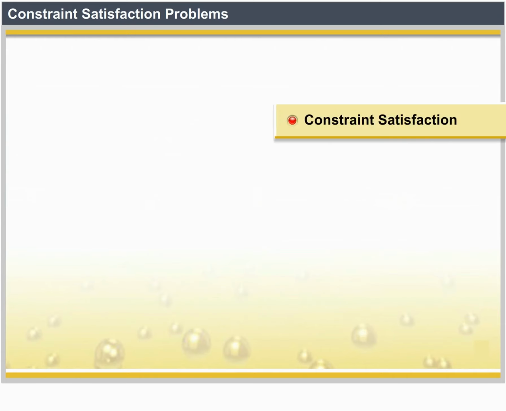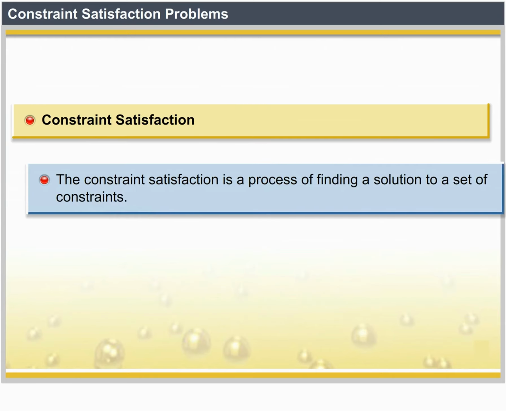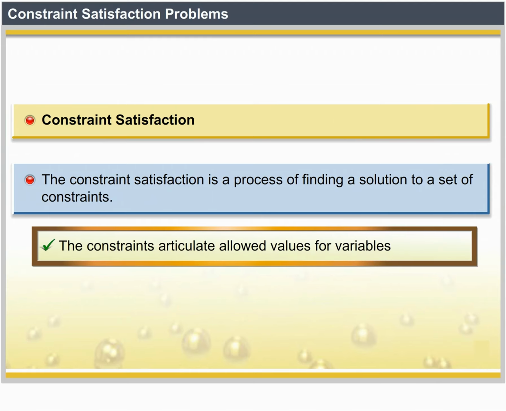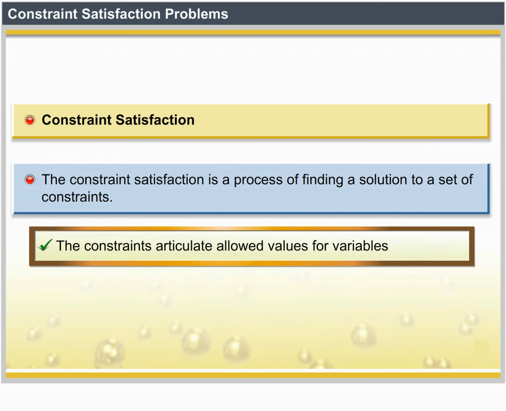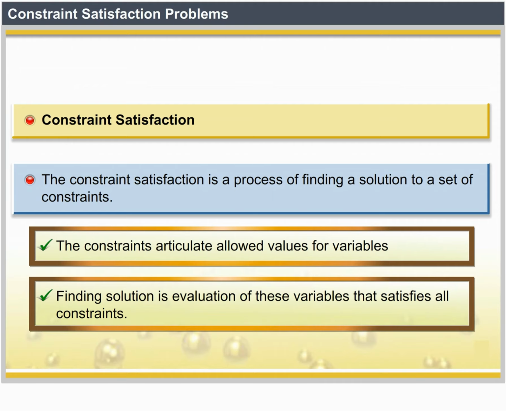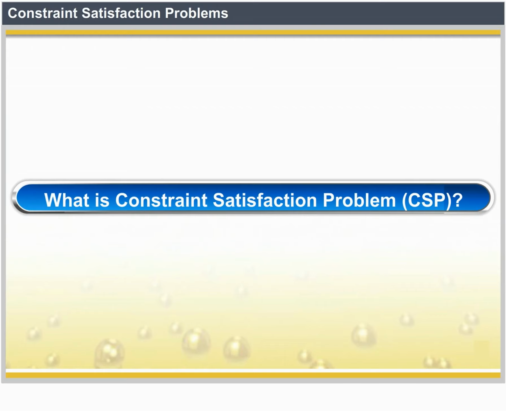Constraint satisfaction is a process of finding a solution to a set of constraints. The constraints articulate allowed values for variables. Finding a solution is an evaluation of these variables that satisfies all constraints. What is a constraint satisfaction problem, CSP?